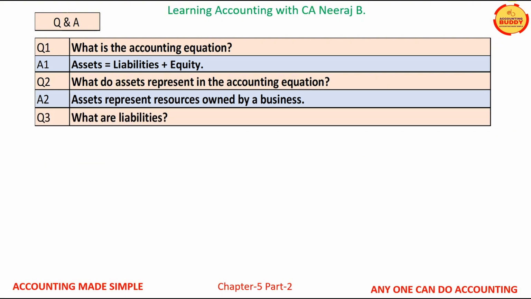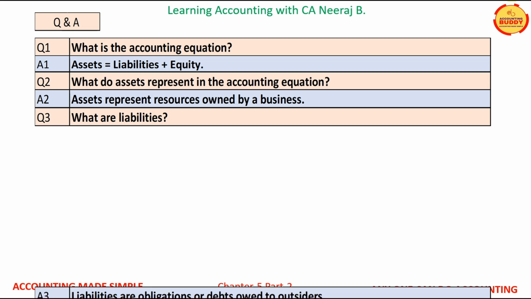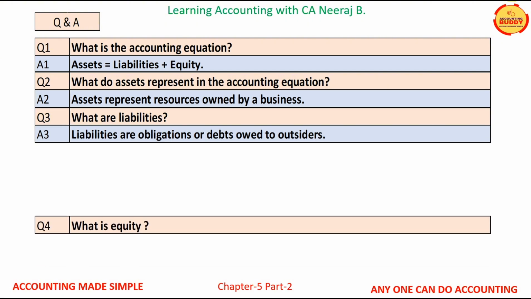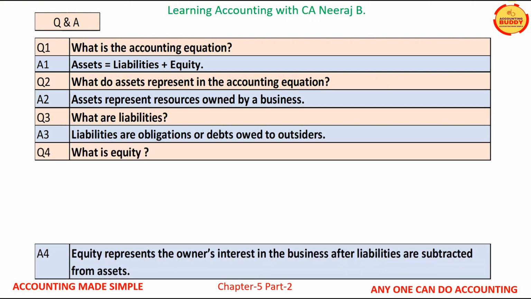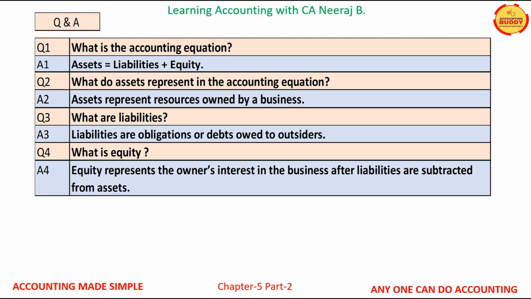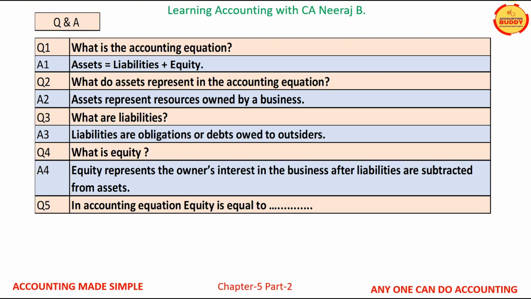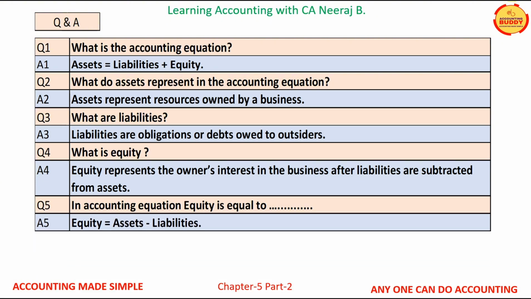Question number 3. What are liabilities? Answer is liabilities are obligations or debts owed to outsiders. Question number 4. What is equity? The answer is equity represents the owner's interest in the business after liabilities are subtracted from the assets. Question number 5. In accounting equation, equity is equal to? The answer is equity is equal to assets minus liabilities.